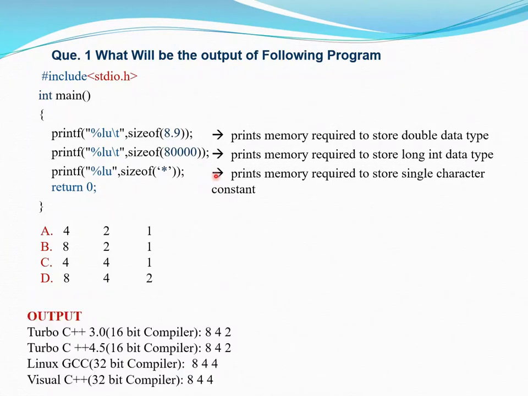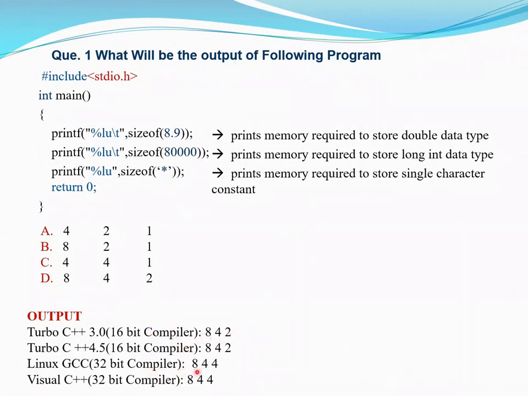In a 16-bit compiler, the output of this program will be like this. In 16-bit compilers like Turbo C++ 3.0 and 4.5, the size of 8.9, that means the size of double data type, is 8 bytes, the size of long integer data type is 4 bytes, and the size of a single character constant is 2 bytes. Hence the output in 16-bit compilers is 842.